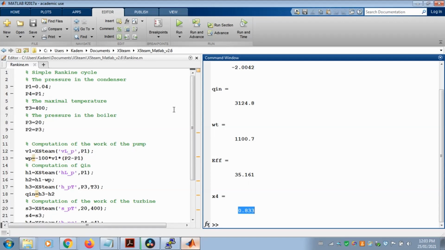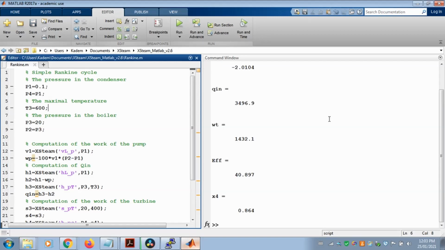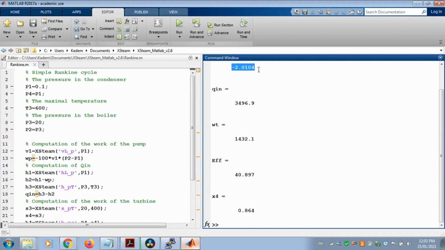Now if we would like to try, let's say, another possibility, let's try to increase the maximal temperature. So we put the pressure back to 10 kilopascal, and we increase our maximal temperature to 600 degrees C instead of 400 degrees C. I just run again. The work of the pump doesn't change.